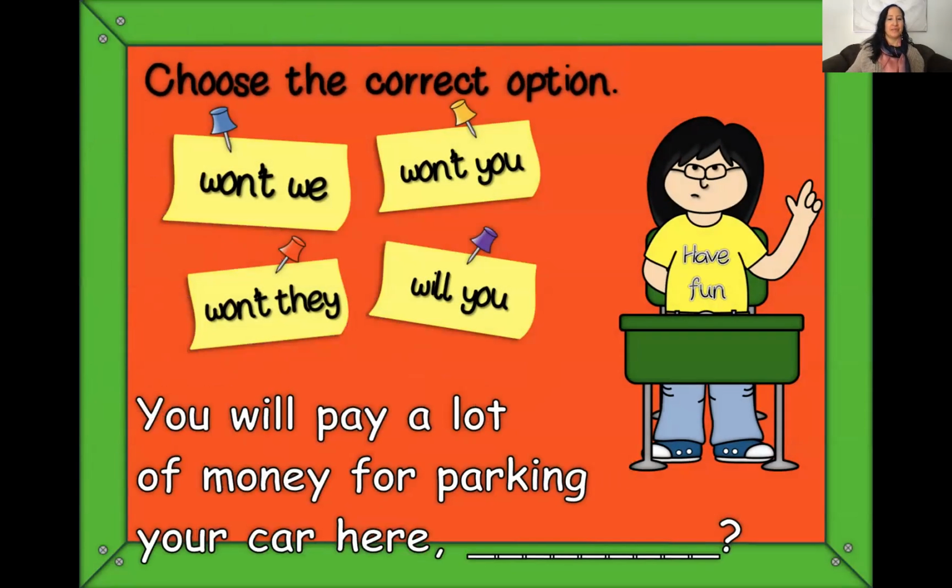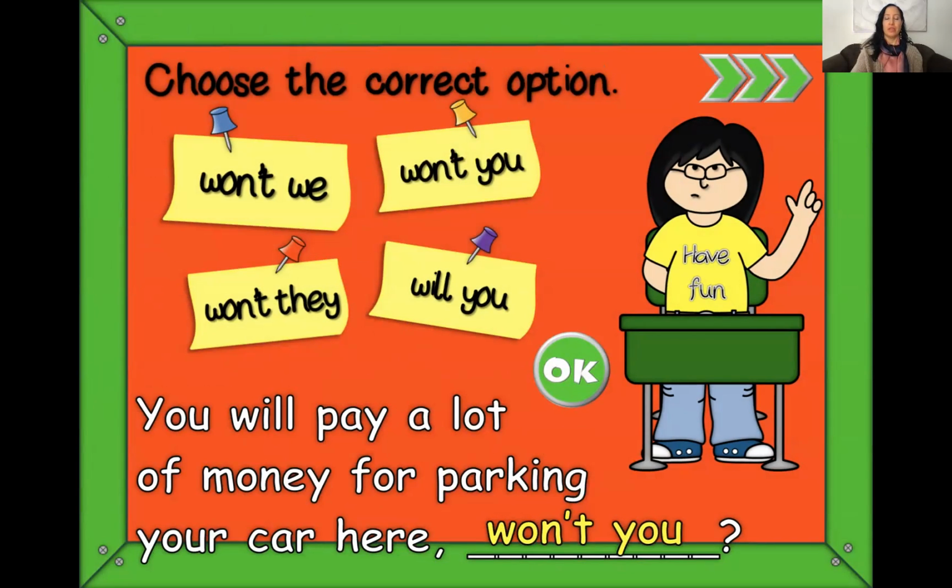Choose the correct option. You will pay a lot of money for parking your car here. What can this be? Won't you? Remember, you find your verb and then you find your noun. Remember, will turns into won't. And your pronoun is you. I was trying to trick you, but who got it? Put down in the comments. If you are, then you are studying so hard, or you're an expert.